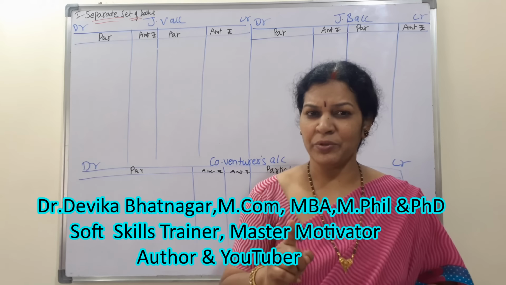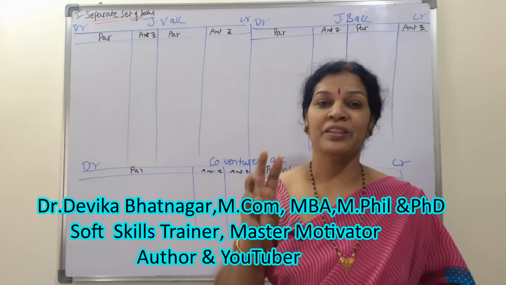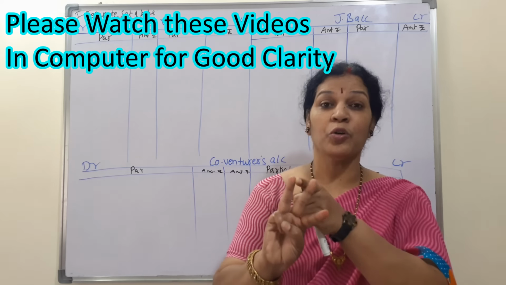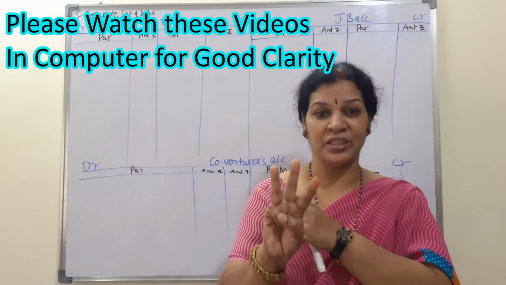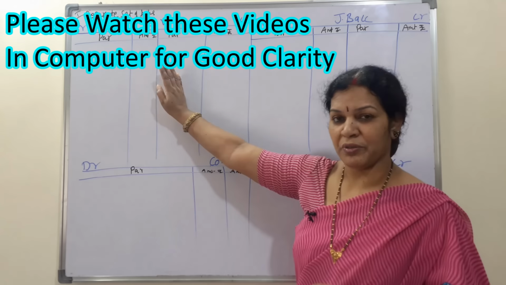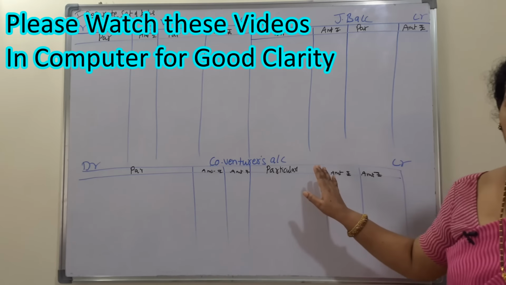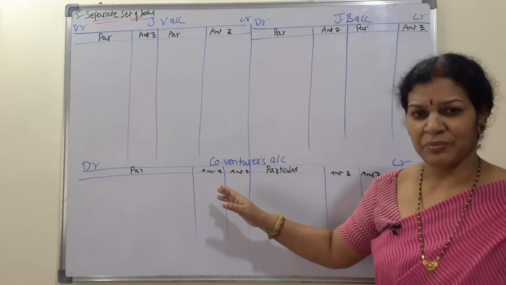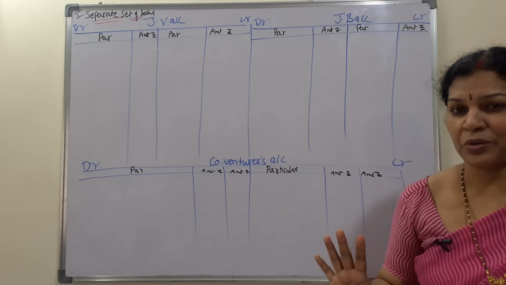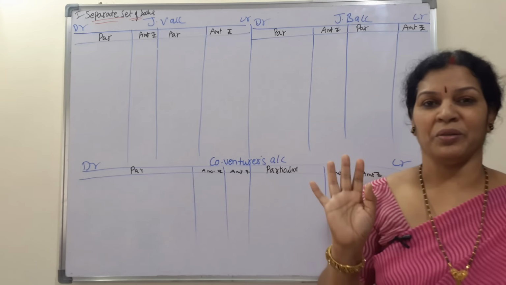So I already gave you the introduction. Whenever separate set of books are kept, we have to open three accounts: joint venture account, joint bank account, and co-venturers account. Three accounts we need to open. I already showed the pro forma. Assuming A and B are co-venturers, we open their accounts in the same way as partners' accounts in a partnership. So this is just like a consignment account.